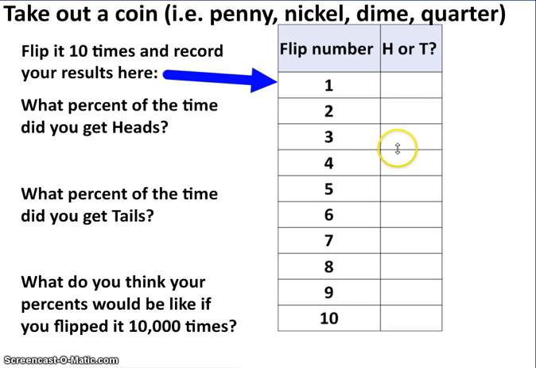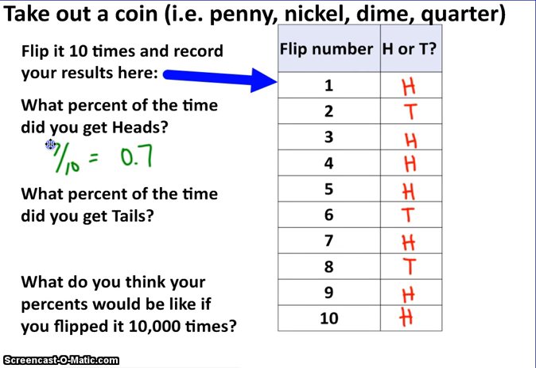All right, so I'm going to write what I did when I flipped this a little earlier. This is what I got: heads, tails, heads, heads, heads, tails, heads, tails, heads, heads. That's what I got when I flipped it 10 times. So what percent of the time did I get heads? If I count, I've got 1, 2, 3, 4, 5, 6, 7. I've got 7 out of 10, or 0.7 is my probability. If I were to change that to a percent, that would be 70%.